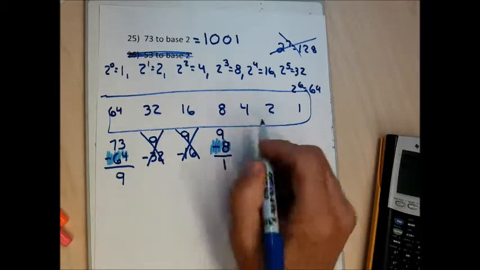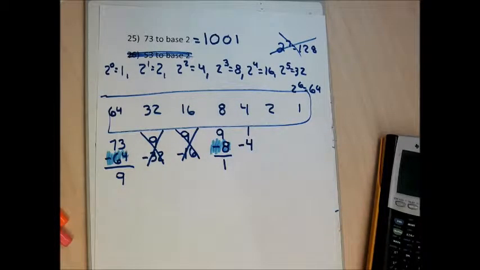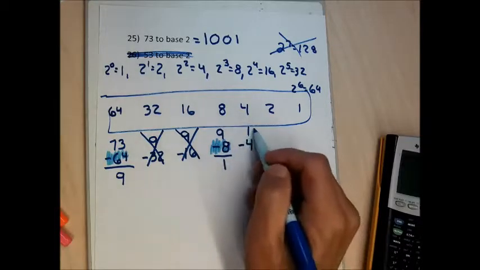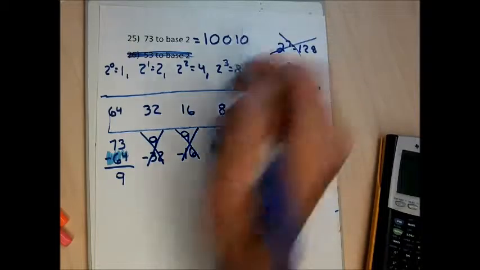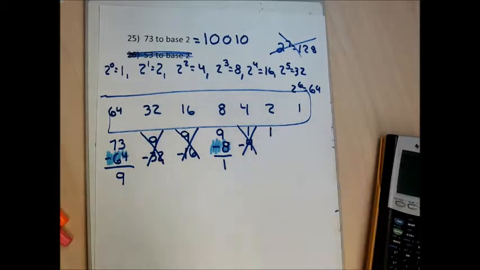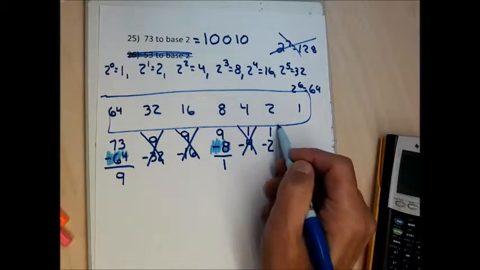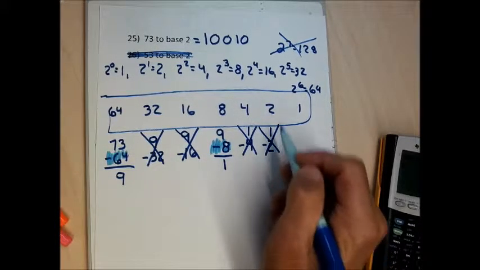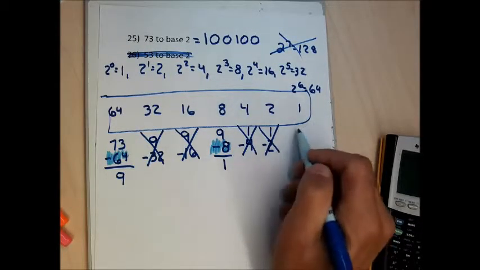I'm going to carry my remainder of 1 over. I'd like to subtract 4, but 1 minus 4 is negative, so I put a cross there, put a 0 in my answer because I wasn't able to subtract the 4. Carry this remainder of 1 over. Try to subtract 2. 1 minus 2 gives me a negative. I put a cross, a 0 in my answer, carry the 1 over to the last column.